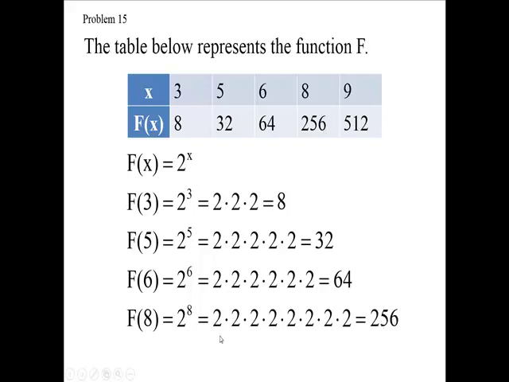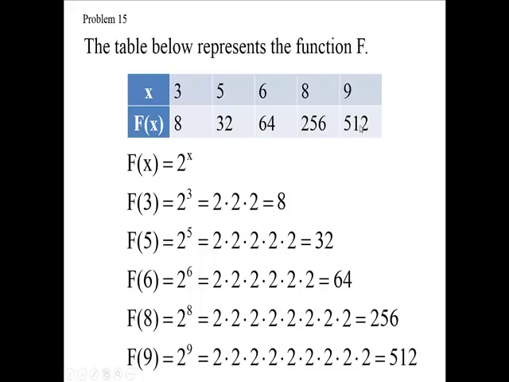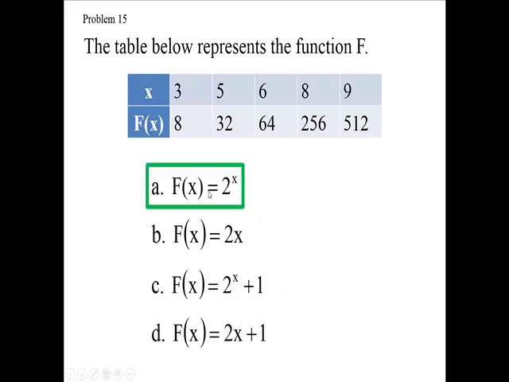Okay? And then f of 9, you're going to have 9 of them. So I'm going to have my 256 times 2, which is 512. So this table can be represented by this function right here. 2 to the x is f of x. So of my 4 functions, I'm going to pick A.